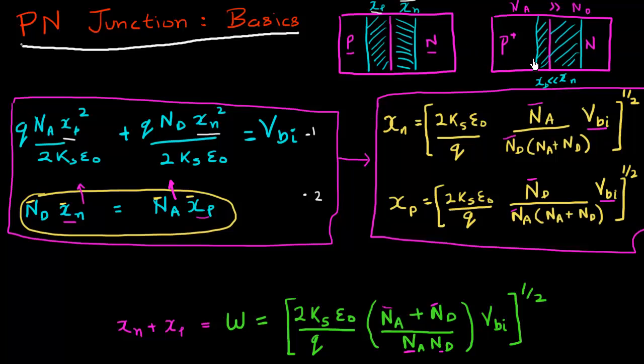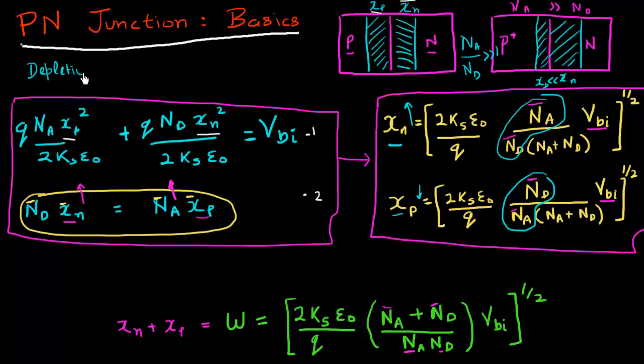I can observe that using the individual equations for the depletion width in the N and P regions as well. What I've stated is that NA is much larger than ND. So the ratio NA by ND has to be much larger than 1, and I see NA by ND occurring here. So xn is going to be very large. At the same time, I have this term in reverse here. So I have ND by NA, which is going to be very small. So xp is going to be very small. A good statement to always keep in the back of your mind is that most of the depletion width always lies in the lightly doped region.